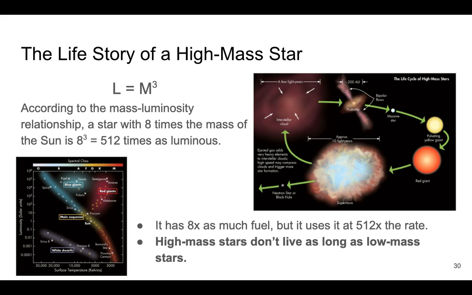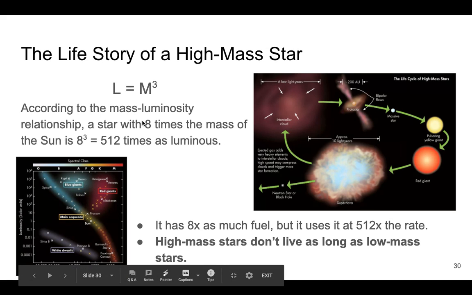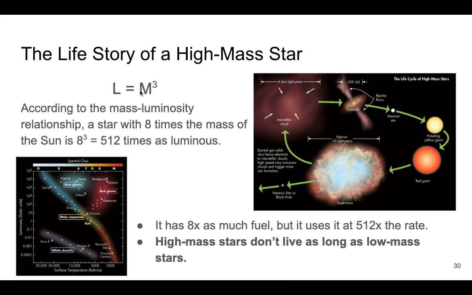So remember, we had this at the end of the last chapter. This is the mass-luminosity relationship. For a main sequence star, there's this approximate relationship where the luminosity is proportional to the mass of the star cubed. So if you were the sun, you have 1 times the mass of the sun. Well, 1 cubed is 1. So you would have 1 times the luminosity of the sun. However, if we're talking about a star that's right on the border between low mass and high mass, a star that has 8 times the mass of the sun, 8 cubed is 512. So that kind of star is going to be 512 times as luminous as the sun.